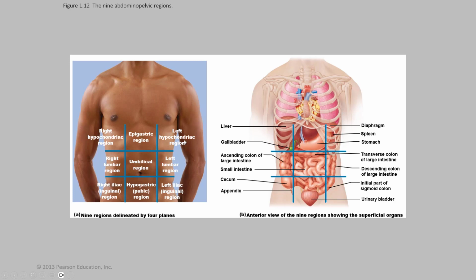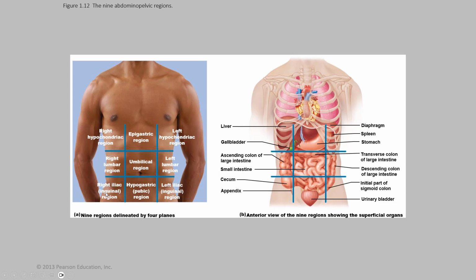Now again, we have another hypochondriac, same on both sides. Down here across the middle row, we have right and left lumbar. Lumbar means lower back. So this is right where your lower back would be. And then in the middle, umbilical, pertaining to the navel. The umbilical region, the umbilical cord was attached there. And then going across the bottom, right and left iliac. Well, iliac is another name for the hip area.